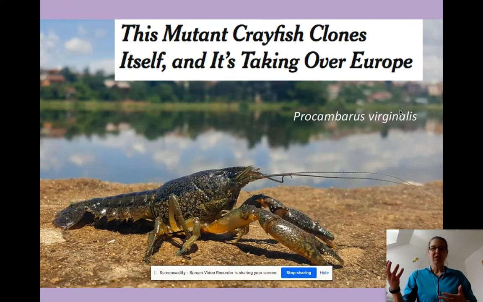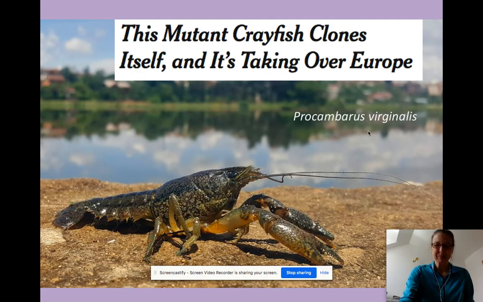And now it was sold as a pet in Europe, and because it didn't need to have a mate, somebody would get a crayfish and put it in a tank, and it would start making new babies, and then they would just release those babies into the wild because they didn't know what to do with them, or flush the eggs out, and now the population has just gone totally crazy. The scientific name, now that it's been named a new species, is Procambarus virginalis.